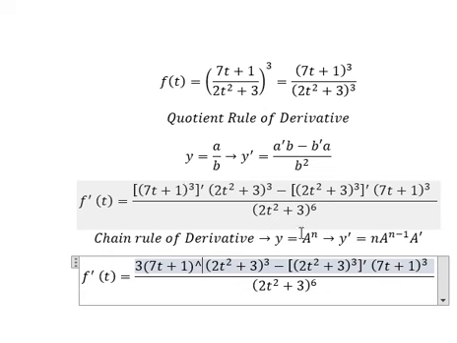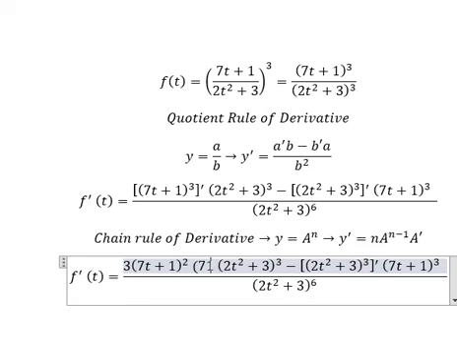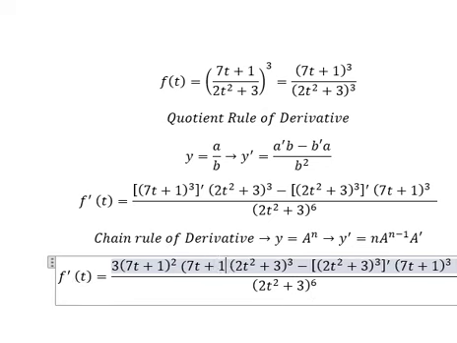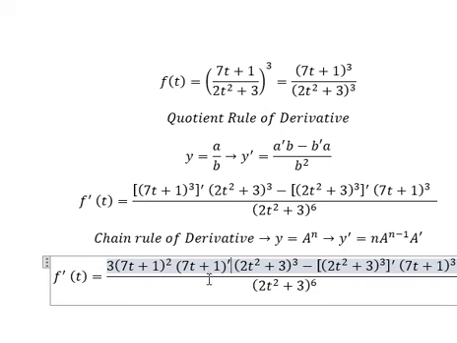So number 3 I will put in here. So we have 3a to the power of 3 minus 1. So this one we have number 2. And 7t plus 1 we need to do first the derivative. Now we can apply the same in here.